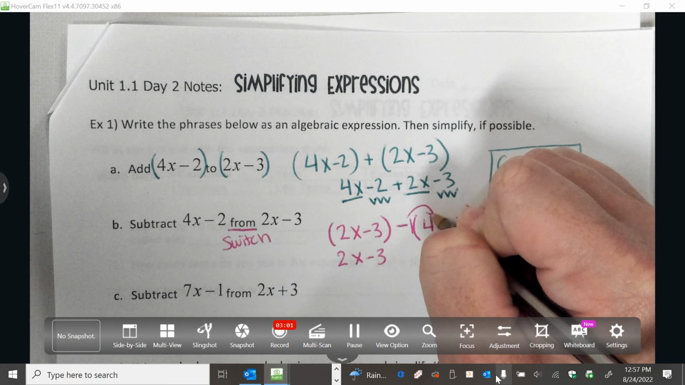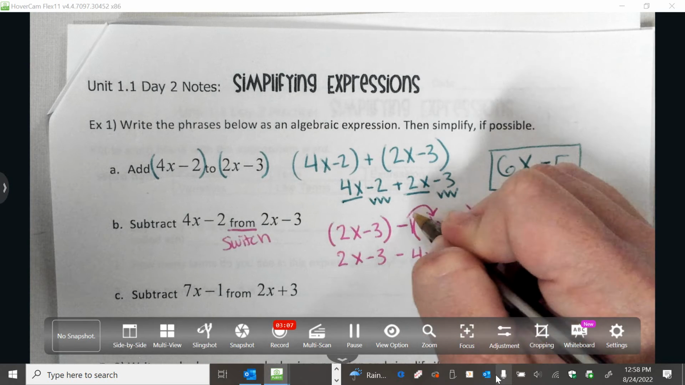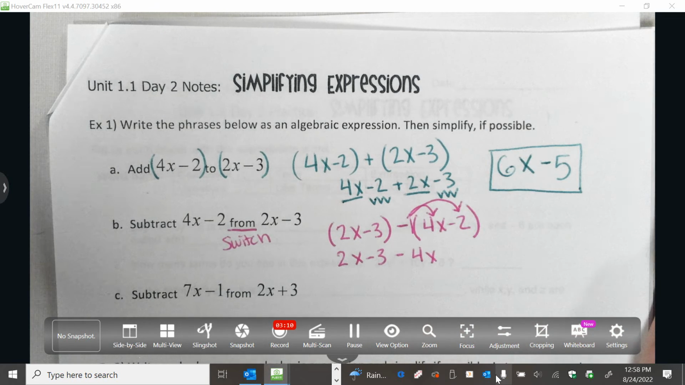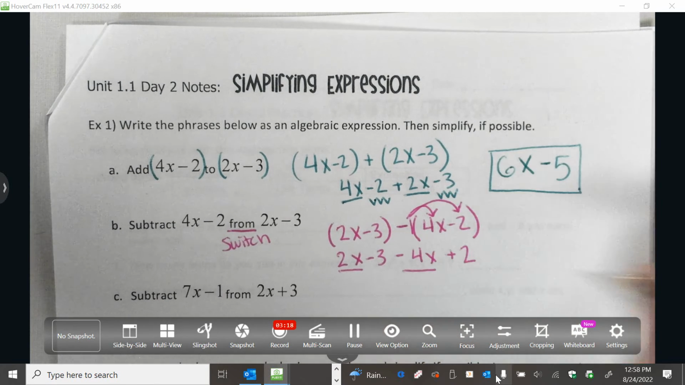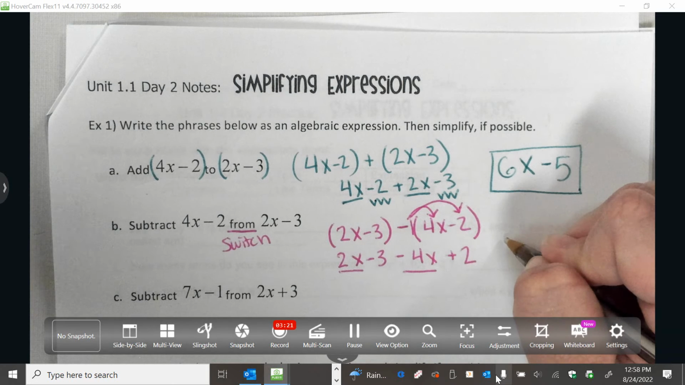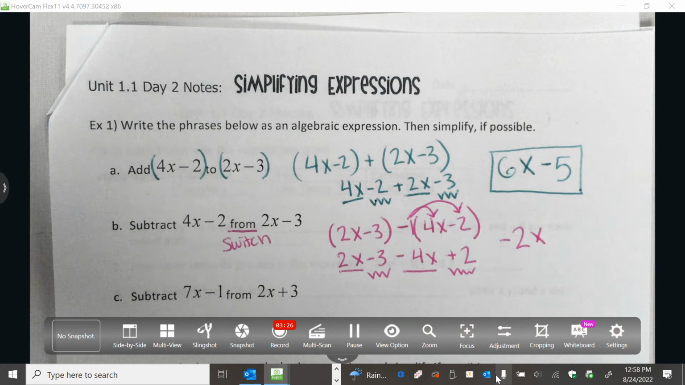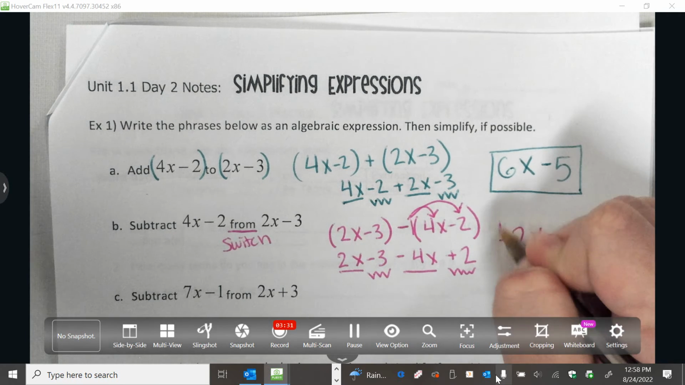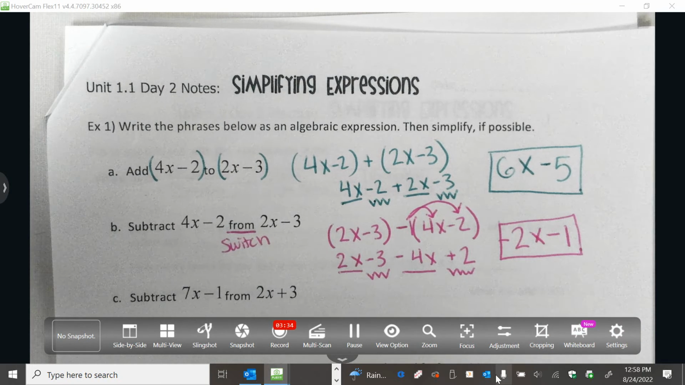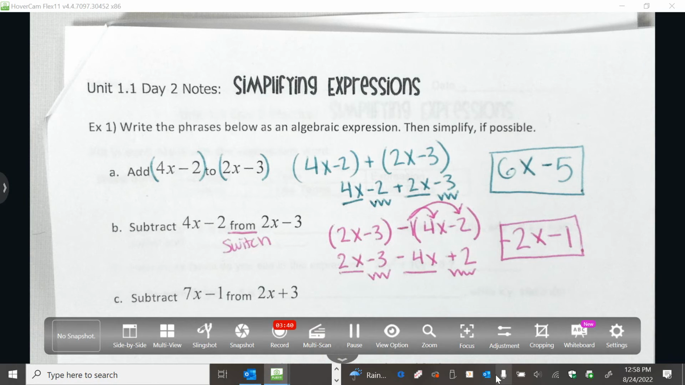Negative 1 times 4x is what? Negative 4x. And then negative 1 times negative 2 is what? Plus 2. Now, what do I combine? 2x and negative 4x, what does that give me? Negative 2x. And then I have negative 3 plus 2, which is negative 1. Okay, so I want y'all to try C while I take attendance super fast.